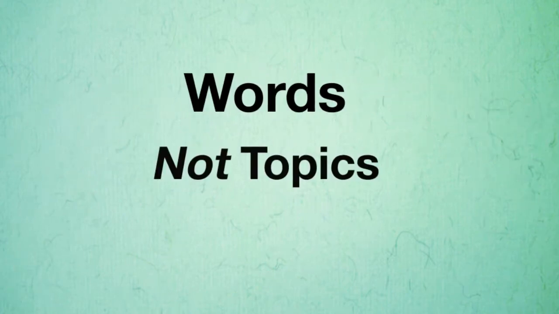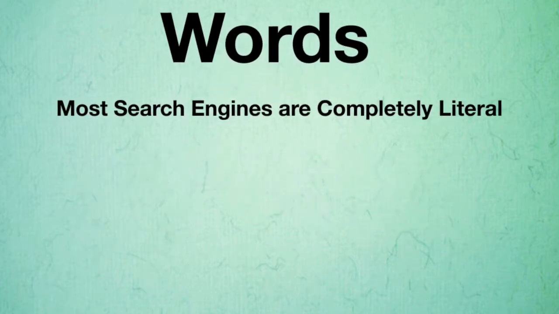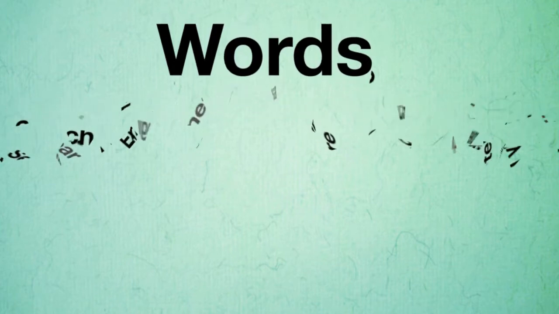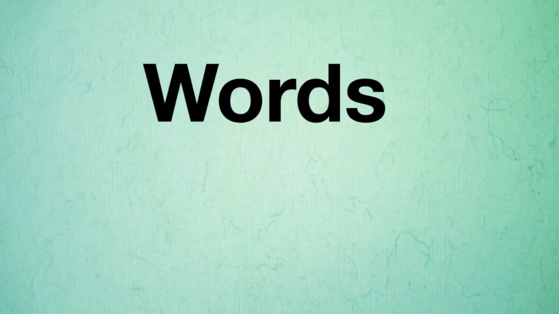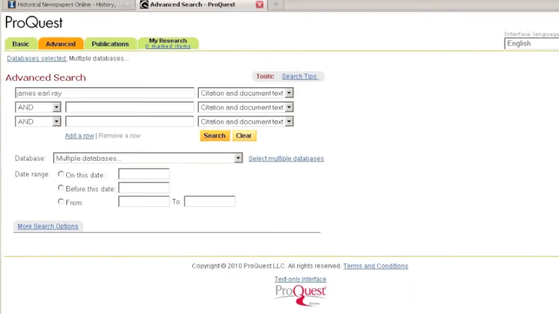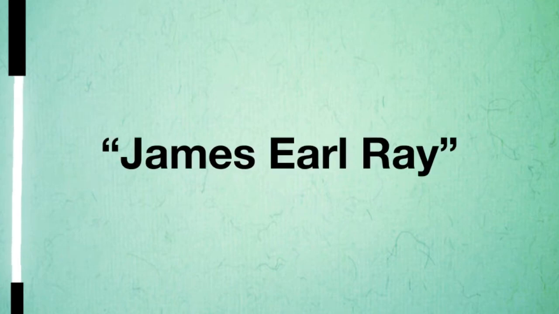Remember that when we search in library databases, we are searching for words, not topics. Most search engines are completely literal when interpreting a query and simply match the words entered with the words that appear in the documents being searched. When a query comprises more than one word, search engines usually treat the query as a set of discrete words. For example, if I searched this database for James Earl Ray, the search engine sees three words, James and Earl and Ray, not the phrase James Earl Ray, which is what I intended.